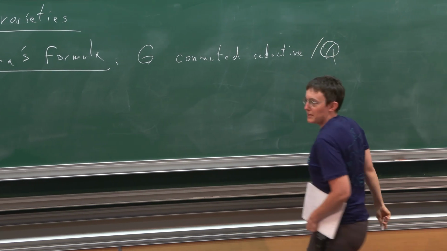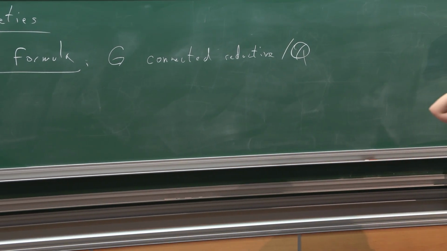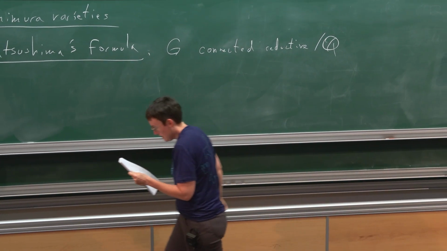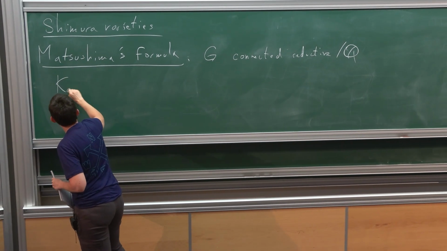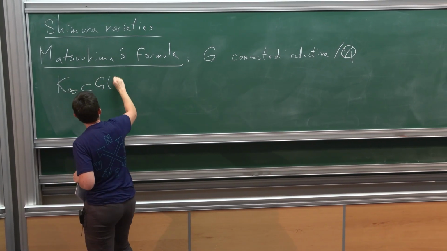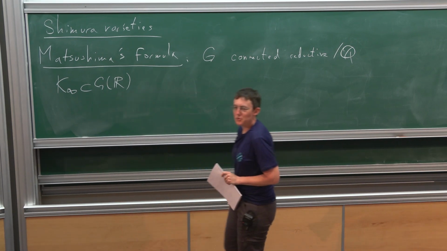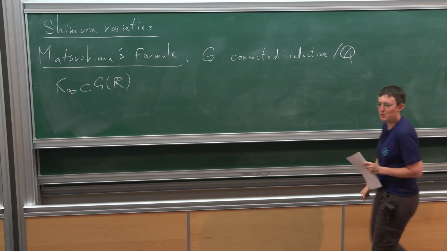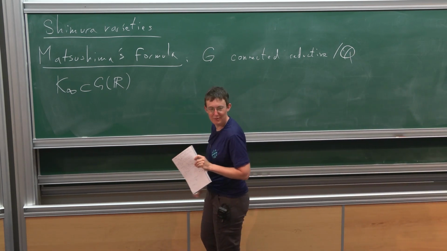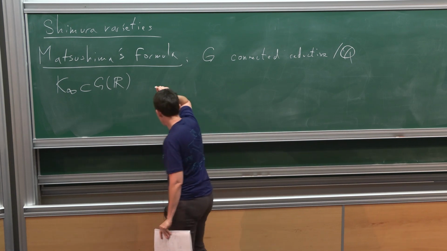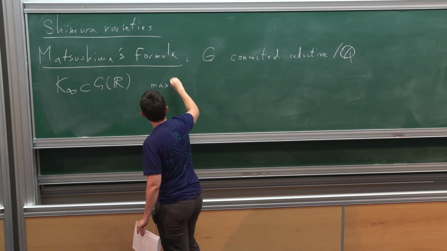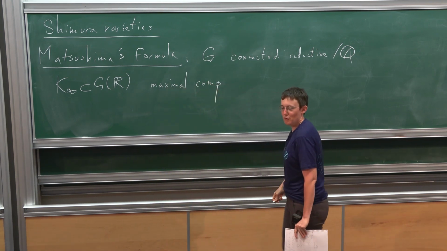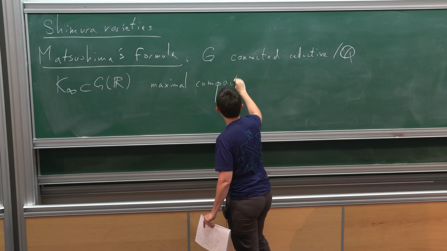So let's take a connected reductive group over Q, G. So of course you all want me to say that imagine that G is GL_n. Unfortunately, this is not going to work so well for Shimura varieties, as we will discover in a short while. But you can think that G is GL_2 if you want, but not GL_3.